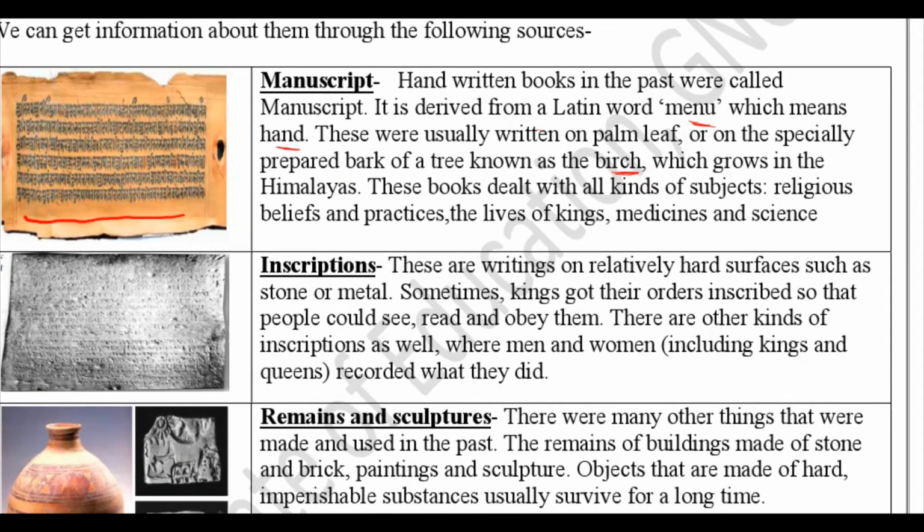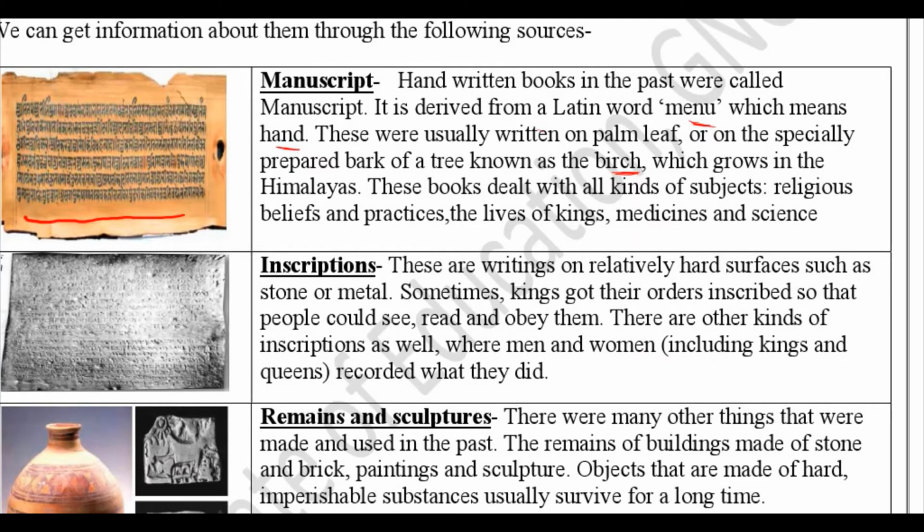Okay. Next you see are inscriptions. Now what are inscriptions? Let us start reading. These are writings on relatively hard surfaces such as stone or metal. Sometimes kings got their orders inscribed so that people could see, read and obey them. There are other kinds of inscriptions as well, where men and women, including kings and queens, recorded what they did. Now, like the manuscript, there are inscriptions.